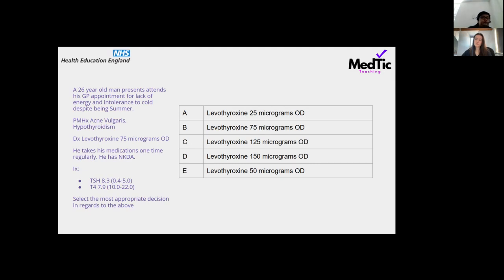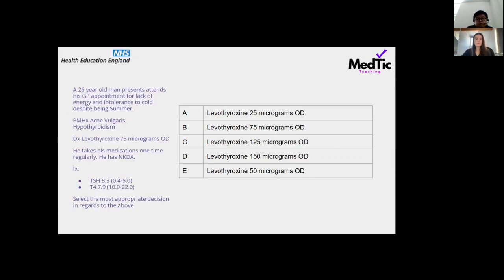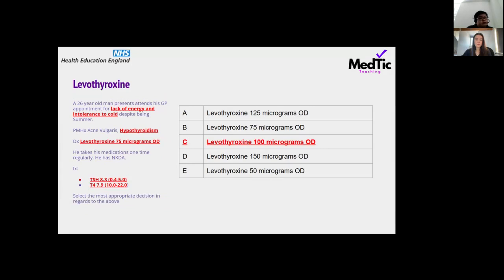All right, so that is time for everyone. Let's go through the answers. And there was an error in the text on the previous one, that C was meant to say 100 micrograms, so I do apologize for that. But everyone still got most of the correct answer here, and that is C, levothyroxine 100 micrograms once a day.